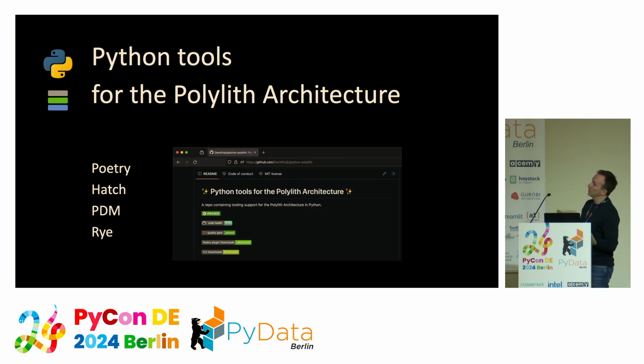I've developed this thing called Python tools for the Polylith architecture. I started off developing this for Poetry. This tool is built on top of package management tools like Poetry. That was the first thing I did, but now this tool also has full support for Hatch, PDM, and Rye. It's a CLI tool that sits on top of one of these package managers. And of course, it's open source and free.